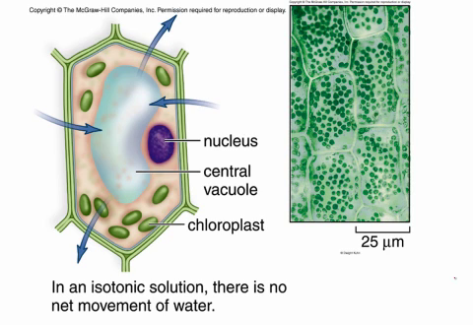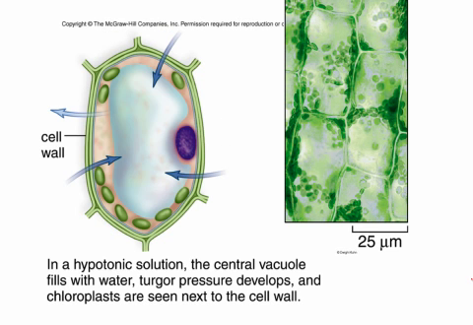Osmosis can occur in plants as well. If you place a plant cell in an isotonic solution, again, there's going to be no net movement of water. Just as we saw in the animal cell, concentrations are going to be equal. If we place a plant cell in a hypotonic solution, it will again take on water, so water is going to move into the cell.